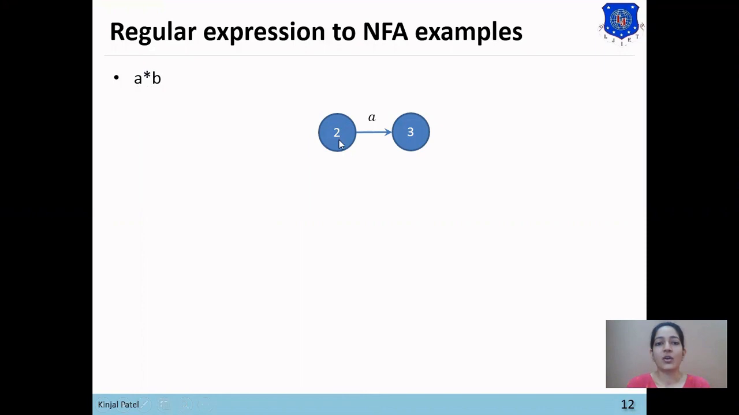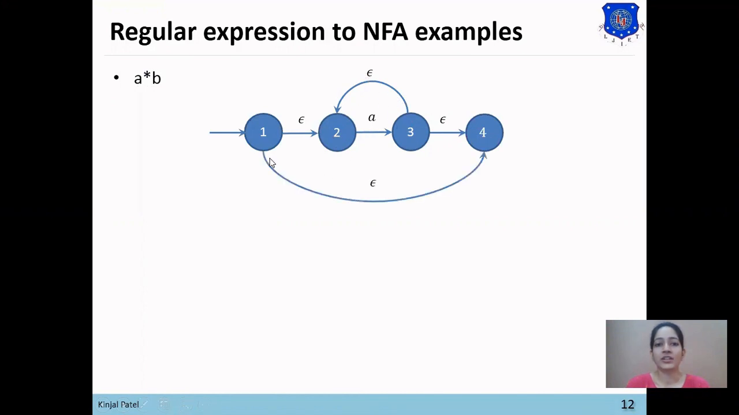First we will draw an a transition from 2 to 3, then two null transitions: one null transition before the a transition and one null transition after the a transition, and one backward null transition from 3 to 2, and one forward null transition from the starting state to the final state. Now a Kleene closure has been constructed.